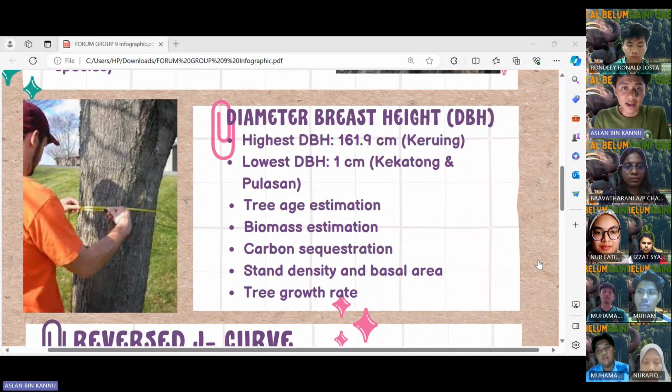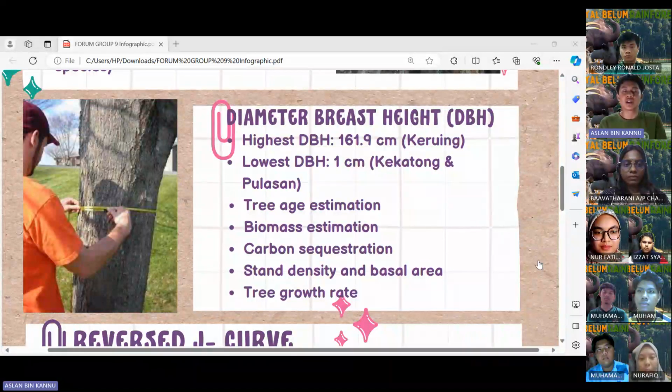Okay, for the data, the highest DBH is 191.9 cm. This is a growing species. The lowest DBH is 1 centimeter, for the species Kekatong and Pulasan. So that's all for me.